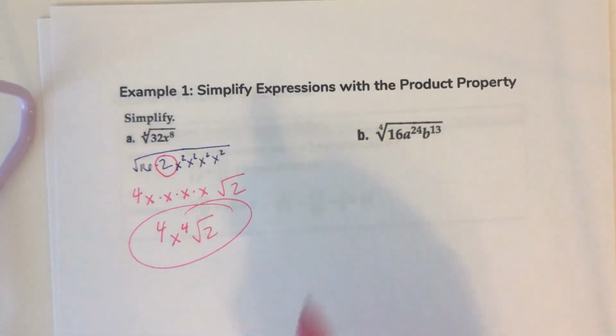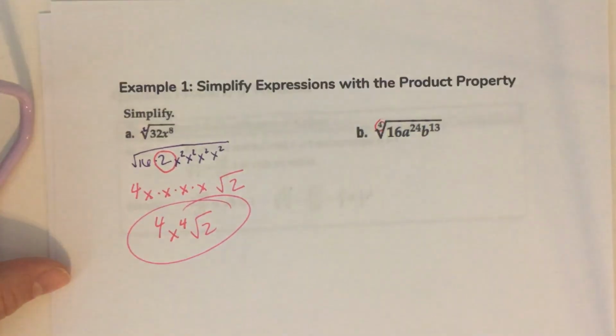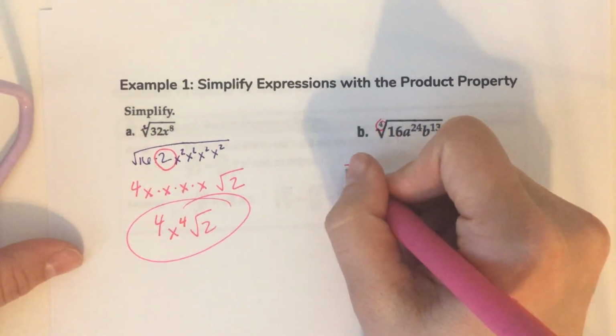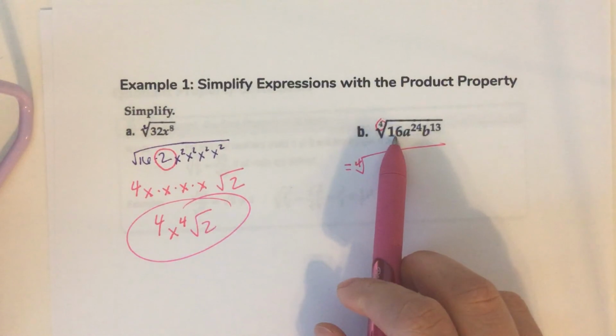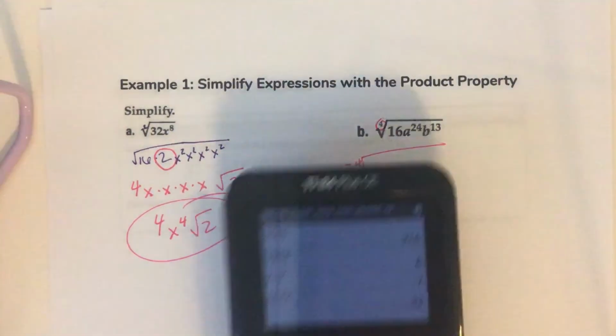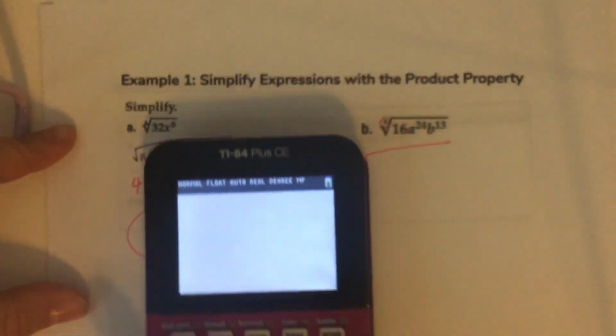So then trying one like part B over here, okay, now we're taking the 4th root, so it's a little bit harder. We got to think more in groups of 4. So just rewriting this a little bit, gotta have my index in there. 16, well, I don't have all the 4th roots off the top of my head, so let's just pull out our calculator so we can kind of see what's going on here.